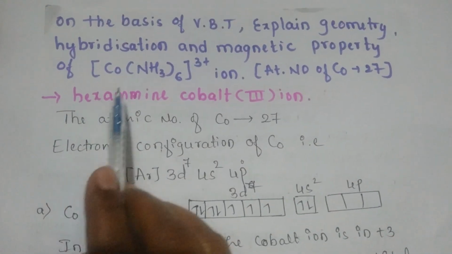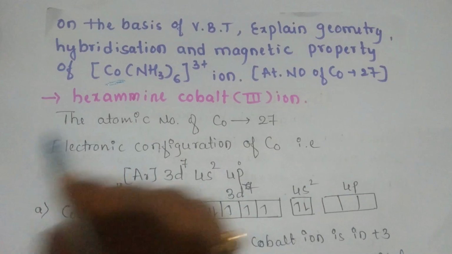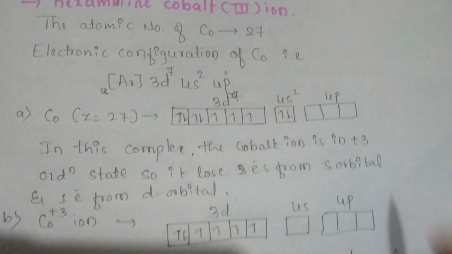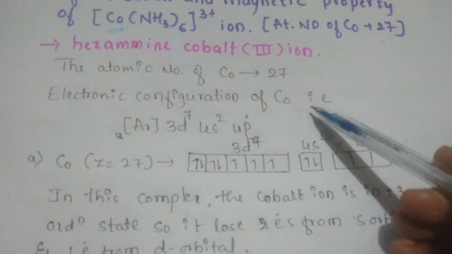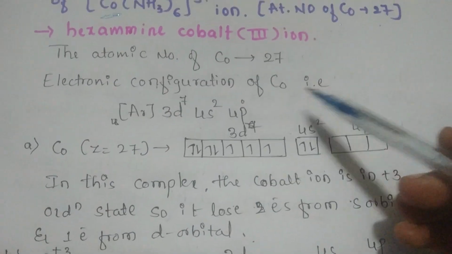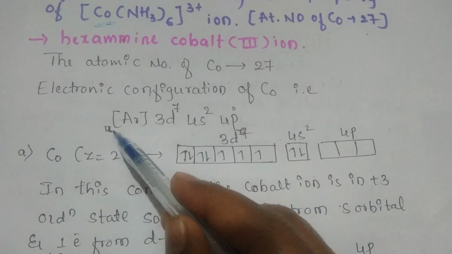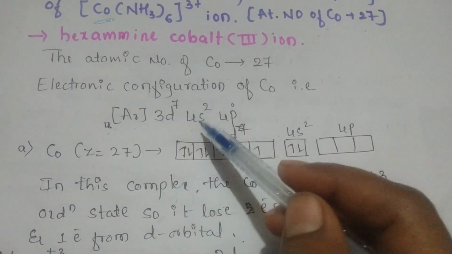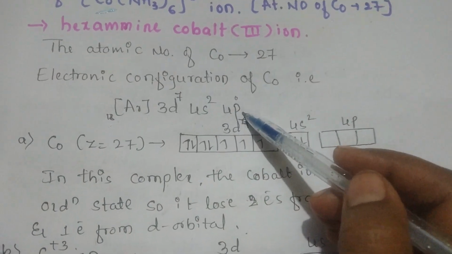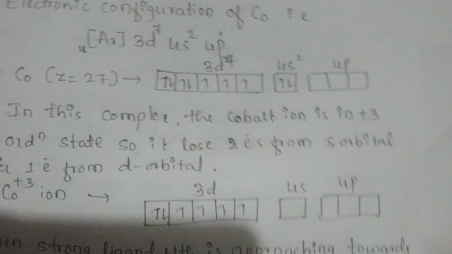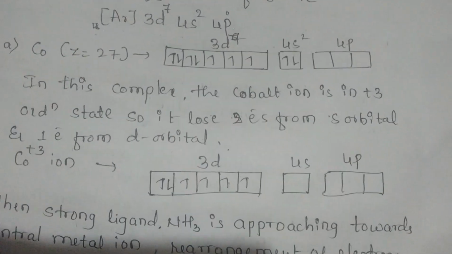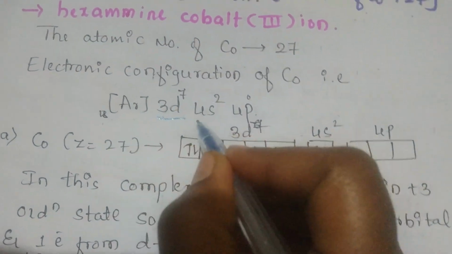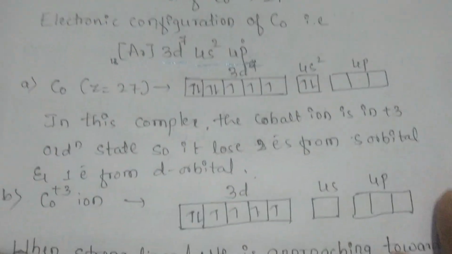Here the central metal is cobalt. The atomic number of cobalt is 27. Next, the electronic configuration of cobalt: here the argon, the atomic number of argon is 18, then 3d7 4s2, then 4p. Let us take the orbitals. We have to consider these 3d7, 4s2 and 4p.